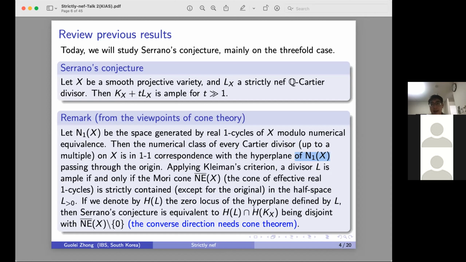On the other hand, if we already know that H_L intersected with H_{K_X} is disjoint from the closure of the Mori cone NE bar(X), then by using the Cone theorem we can also show that (K_X plus t L_X) times alpha is positive for every ray alpha in the Mori cone. So the inverse direction needs the Cone theorem, especially the lower bound for the negative extreme rays.